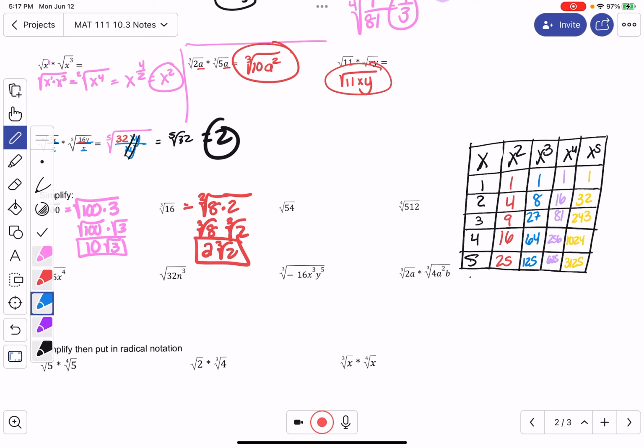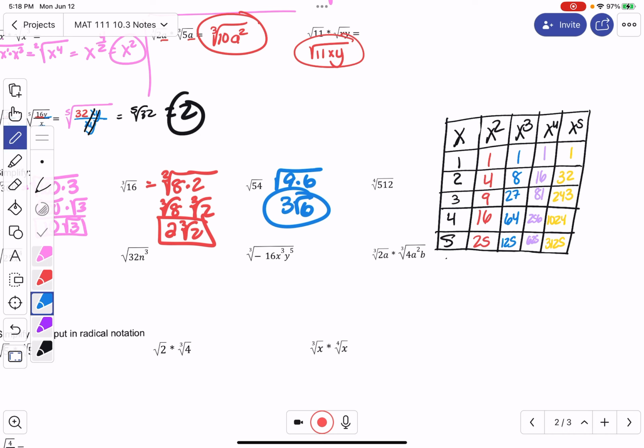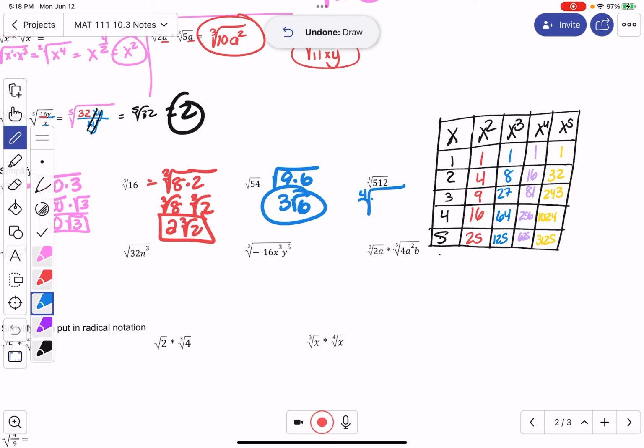Okay, we're back to square roots for the 54. 54 is not in our list, but it is divisible by 9. 54 is the same thing as 9 times 6. The square root of 9 is 3. We have a 6 left. Let's look at 512. Again, not in our list of fourth roots, but it is divisible by 256. So it's the same as saying 256 times 2. The fourth root of 256 is 4. So 4, fourth root of 2.